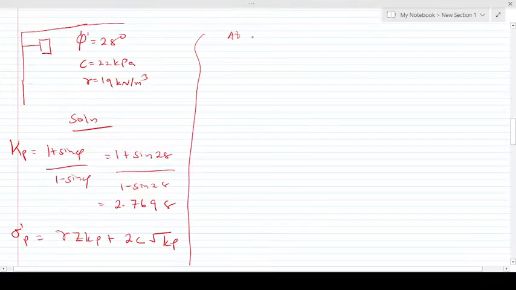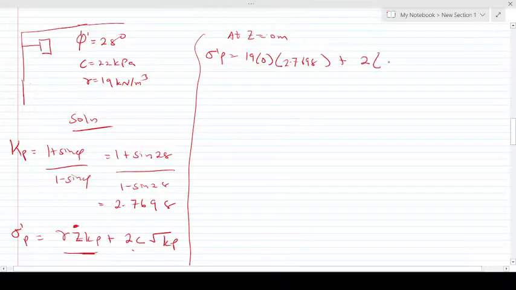So at z equals 0 meters, what do we have? At z equals 0, just put it inside. This goes to 0, right? So this whole thing goes to 0. But since we have a c, let me just go ahead. So 19 by 0 multiplying 2.7698, plus 2, what's our c? 22 root of 2.7698. And this will be giving us what?